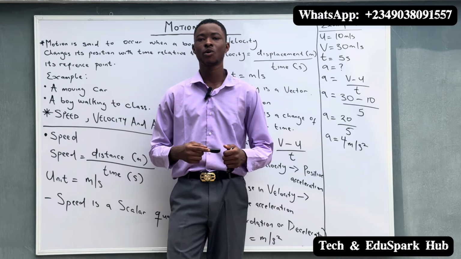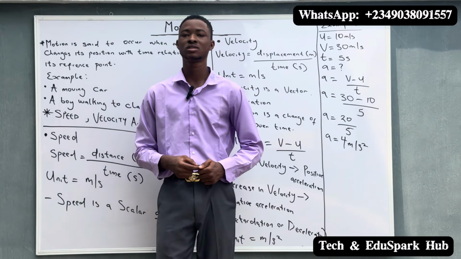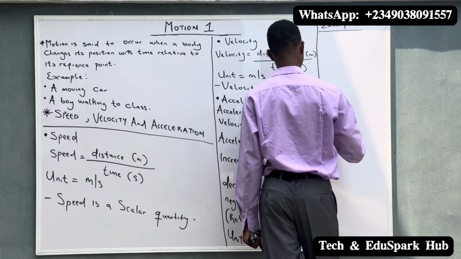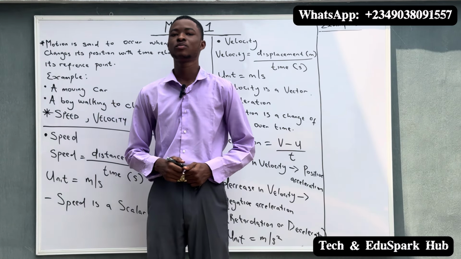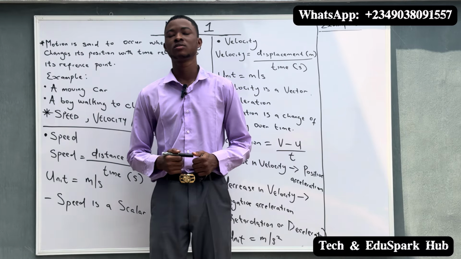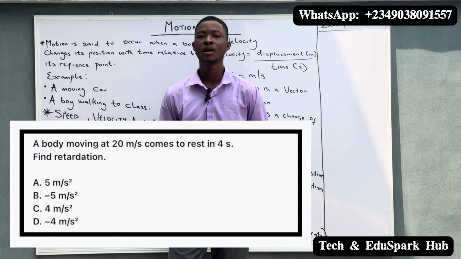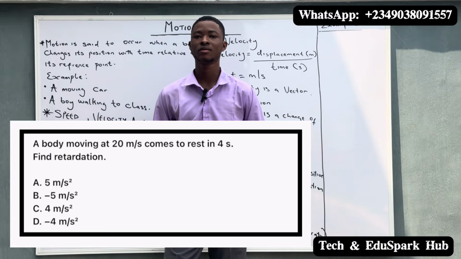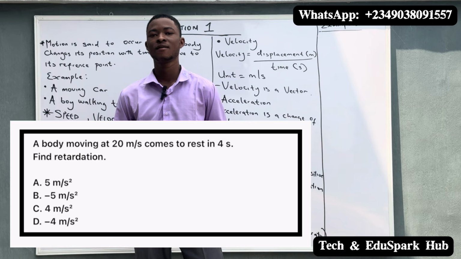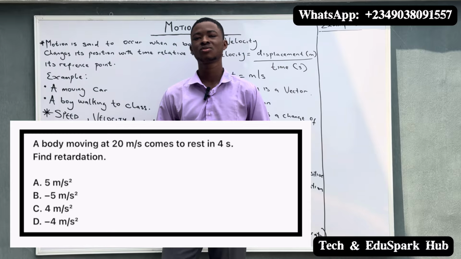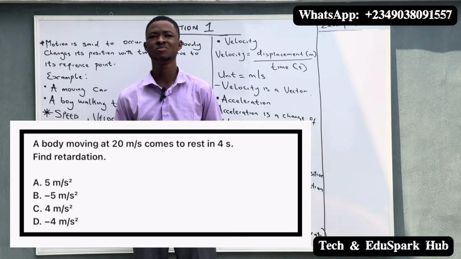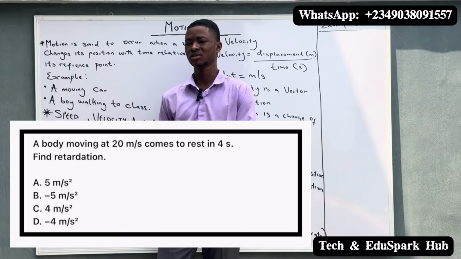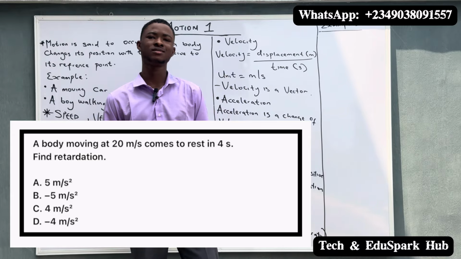So let's look at our last example on speed, velocity, and acceleration. Moving to the last example, the question as displayed on the screen says that a body moving at 20 meter per second comes to a rest in 4 seconds. Find its retardation. In this kind of question, the body is moving at 20 meter per second and comes to rest in 4 seconds, and the question is asking us to find the retardation.